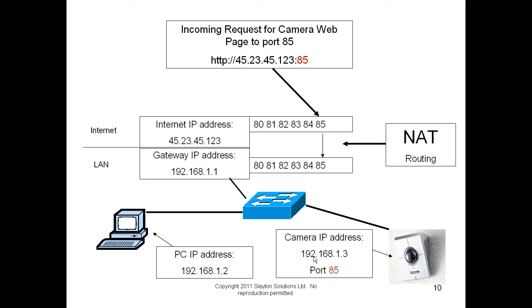allows us to set the port forwarding to say, if anything comes knock, knock, knocking from the outside world, from the internet, comes knock, knock, knocking on port 85, I want you to forward that to the local IP address 192.168.1.3, which is the camera's address. Remember, our routers have two IP addresses.